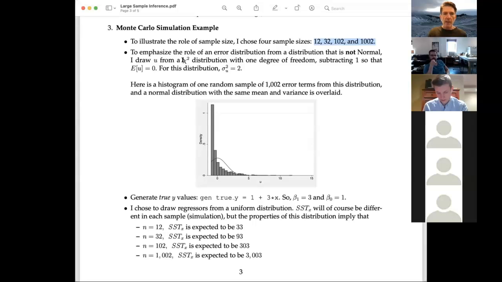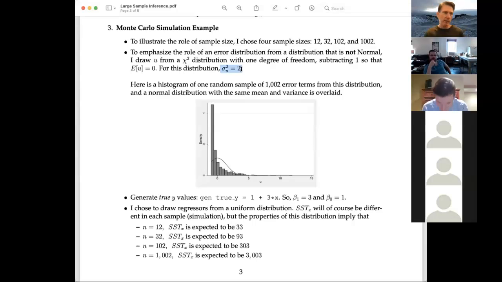And so I'm going to take this chi-square distribution with 1 degree of freedom, and then I'm going to have to adjust that because by definition chi-squares only have positive values. Its expected value is equal to 1, the number of degrees of freedom. So I subtract 1 so that the expected value of u is equal to 0. And we also know in this circumstance that the variance of the error term is equal to 2.